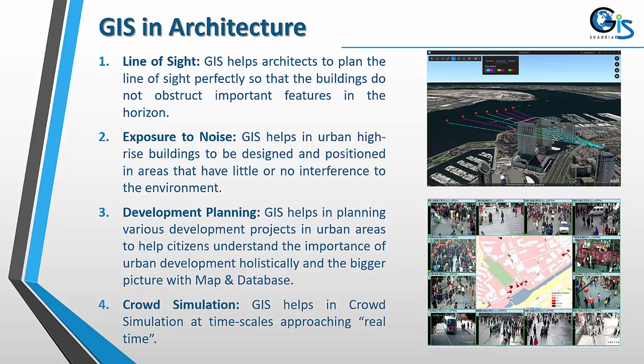Map and database, which means spatial data and non-spatial data. GIS means map with its database. Without a database, we can't consider it a GIS.